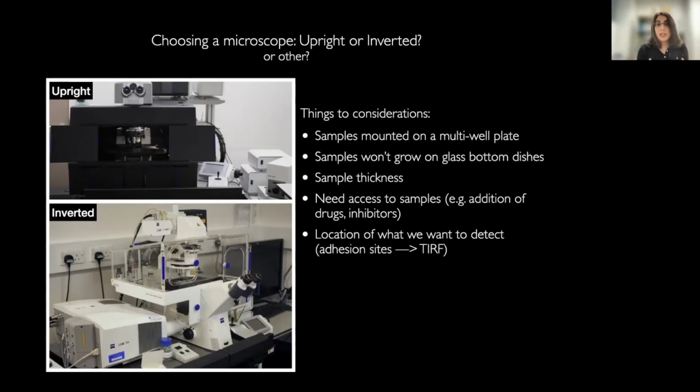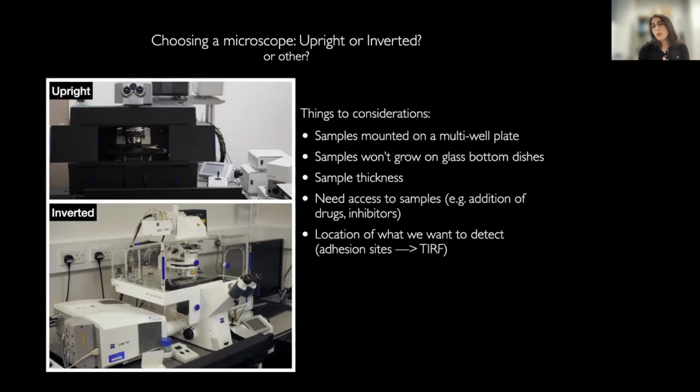Your sample is too thick. Now that one is critical because it might be that neither an upright nor an inverted configuration is good for you. You would want to choose something completely different, like light sheet, where the illumination and the detection is only from the sides rather than from the top or the bottom. Then you might need to access your sample during acquisition by adding drugs or inhibitors, even though I would rather recommend you to use a perfusion flow or microfluidics setup.